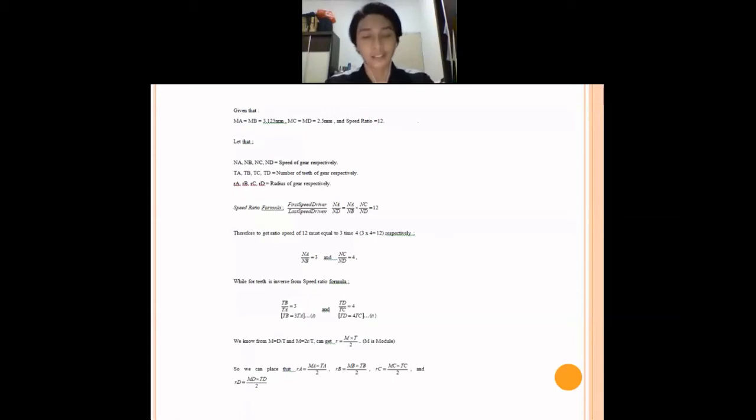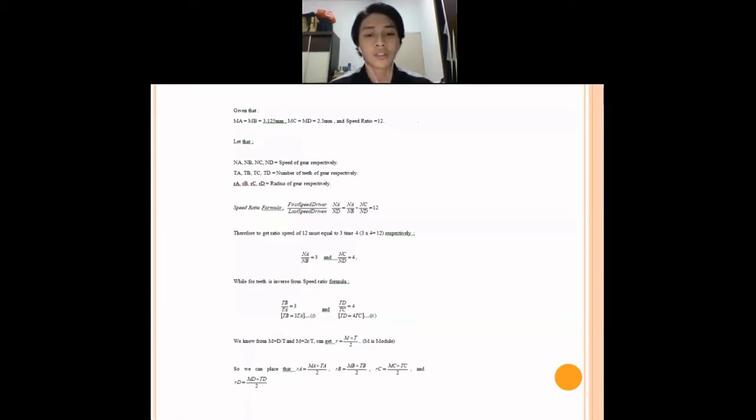For the teeth formula, it is inverse from the speed ratio formula, which is TB divided by TA and TD divided by TC. So we can simplify that TB equal to 3 TA and TD equal to 4 TC, which is equation 1 and equation 2.